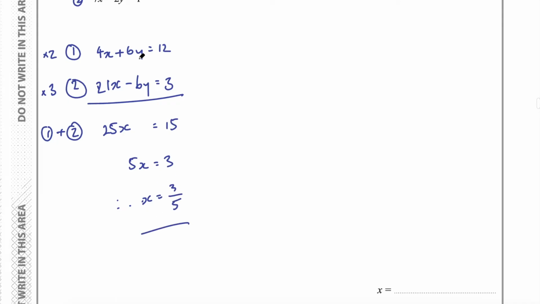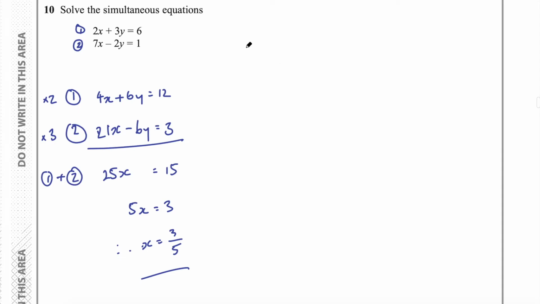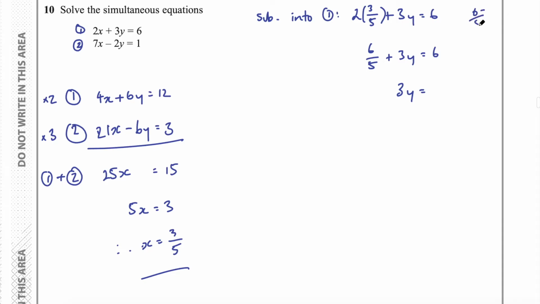Now I need to put this into one of the original equations to solve for y. I'm going to pick the first one, so substitute into equation 1. Therefore I'll have 2 times 3 on 5 plus 3y equals 6. 2 times 3 on 5, that's 6 on 5. Plus 3y equals 6. Therefore 3y equals 6 take 6 on 5. So that's like 6 take 1 and 1/5. So 6 on 5 equals 1 and 1/5. Take that away, I get 4 and 4/5, right? So 6 take 1 is 5, take 1/5, I'll have 4/5 left. So all up, I'll have 4 and 4/5.